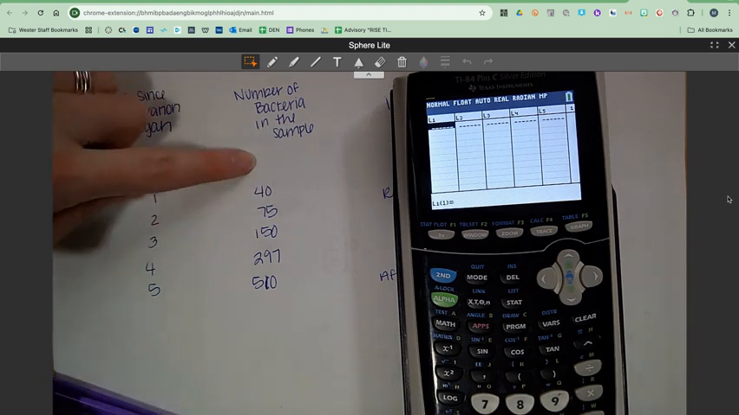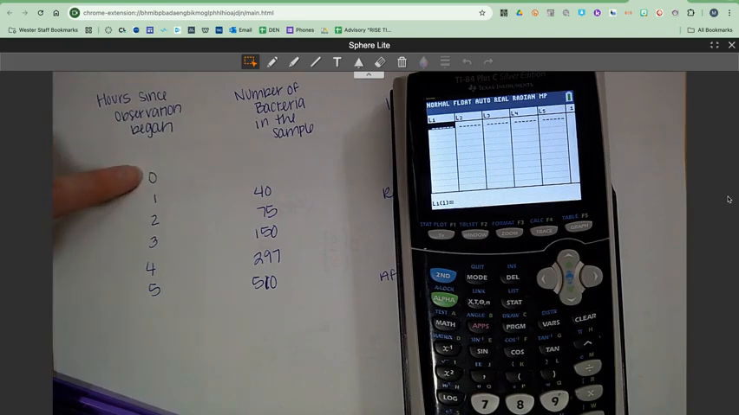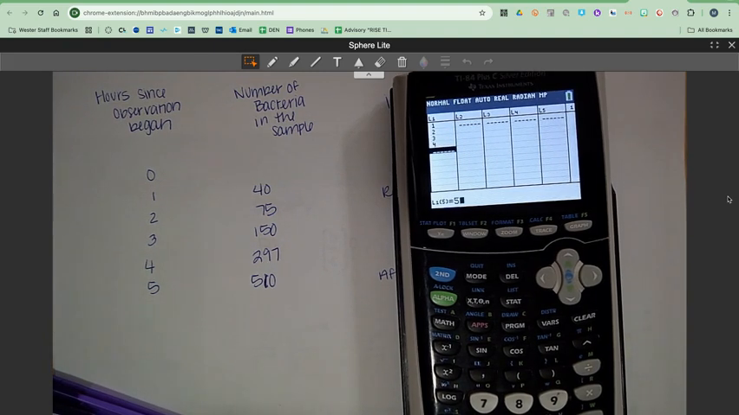Now, I don't have a Y value currently for 0, so do not put 0 in the table. So instead, I'm going to do 1, 2, 3, 4, and 5. And we're going to right arrow and put our Y values. So we have 40, 75, 150, 297, and 510.